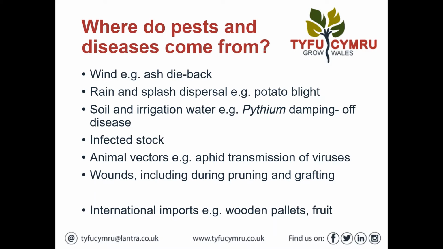They might also come in through wounding, and that might be wounding caused during the maintenance of plants, such as pruning and grafting. And we also have to be very conscious of biosecurity and importing pests and pathogens internationally, and they may come on a variety of sources, for example wooden pallets or fruit.